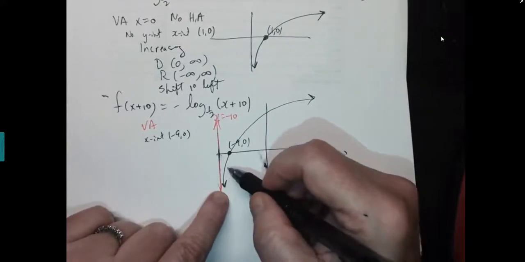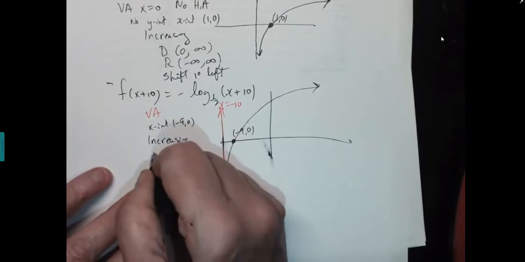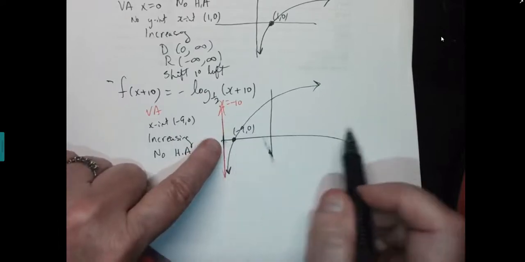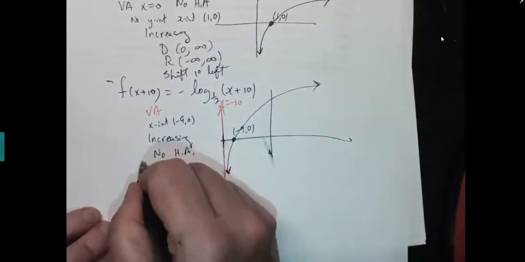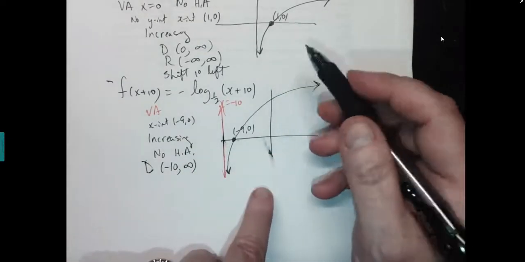And as I move from left to right, I'm going uphill, so it's increasing. There's no horizontal asymptote. My domain, use the x-axis to measure how wide. I'm going to start at but not include negative 10, and then this is going to go on forever. And my range, I use the y-axis to measure bottom to top. There's no bottom, there's no top. It's going from negative infinity to positive infinity.